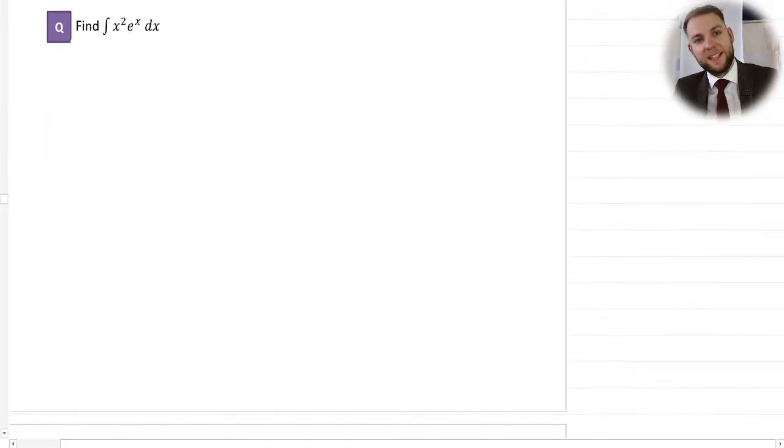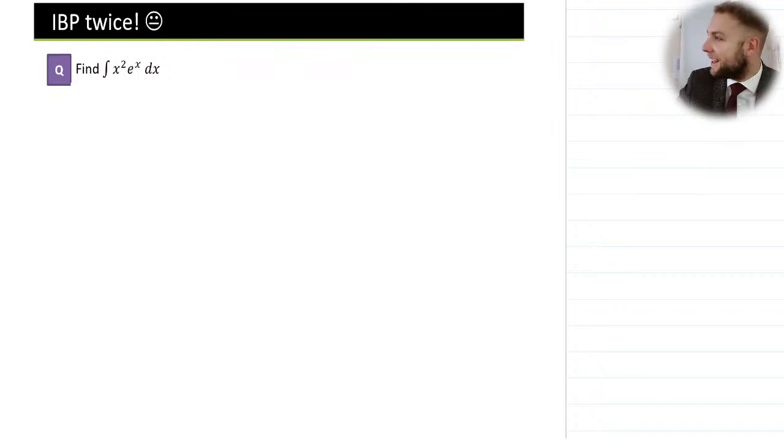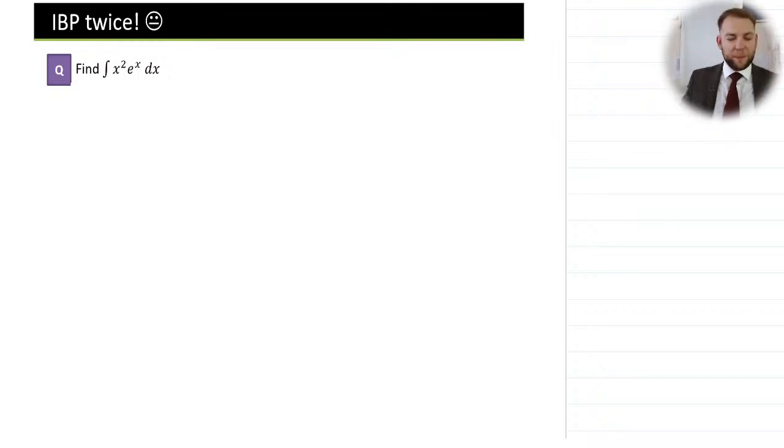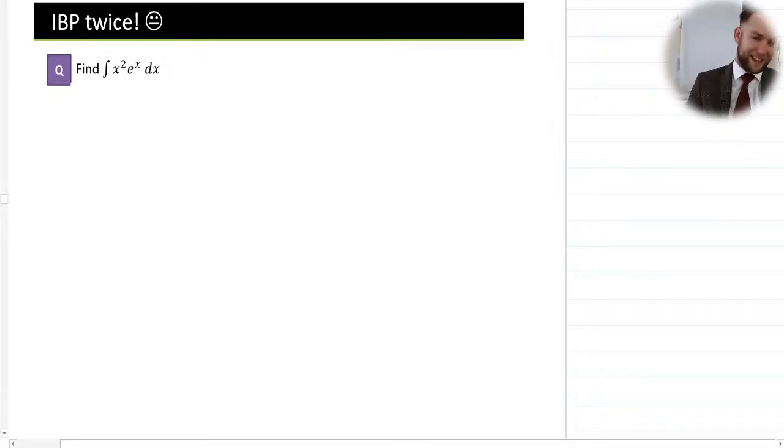Alright, now, this is a common one, and it's a funny one. I do enjoy doing these, okay? So you've got to be able to understand and try and figure out which one you need to set as u. Now, integration by parts twice, okay? You'll see why it's twice in a second, but I've seen ones where it's like 2 or 3 times actually, but we'll talk about those at a different time.